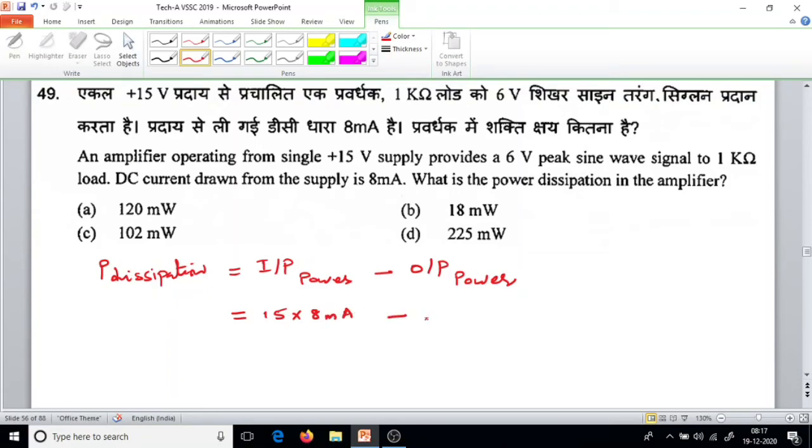Minus, what is the output power? The output is 6 volt peak. For output power, we can use the equation power out equal to V square by R. But given is the peak voltage, and we need it in RMS. So 6 divided by root 2 gives the RMS value of the output signal, squared, divided by 1 kilo ohm.